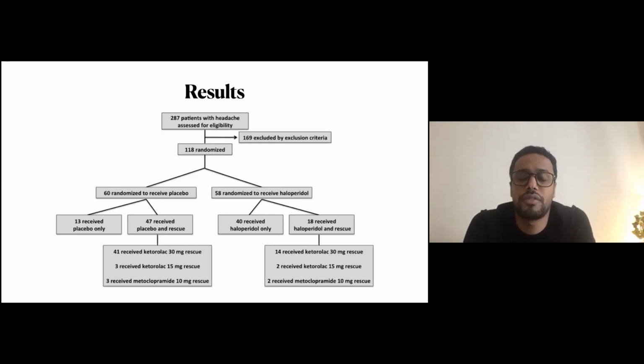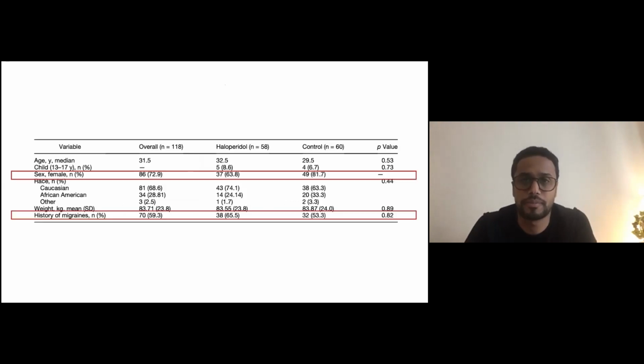And the authors defined the resolution of headache as a VAS score of 0 or 1 at 30, 60, 90 minutes, and at discharge. And they also had a follow-up call the next day.